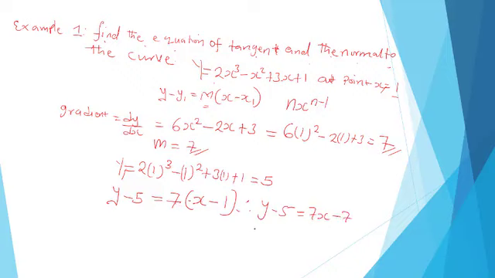So we now have y equals 7x, this one should come to this side, minus 7 plus 5. So y equals 7x minus 2. Now this is the equation of the tangent to the curve. Now remember, the value of our slope is 7. Now let's continue.